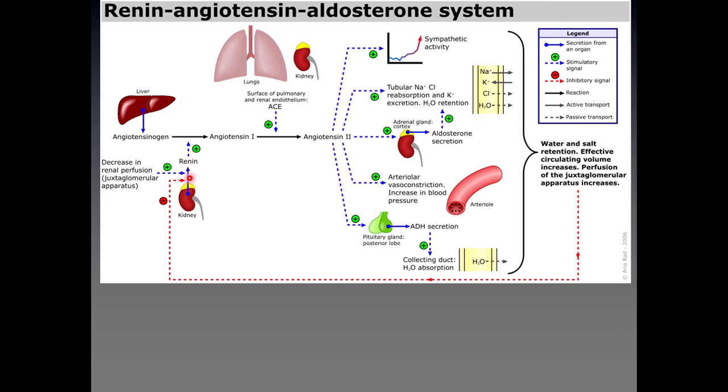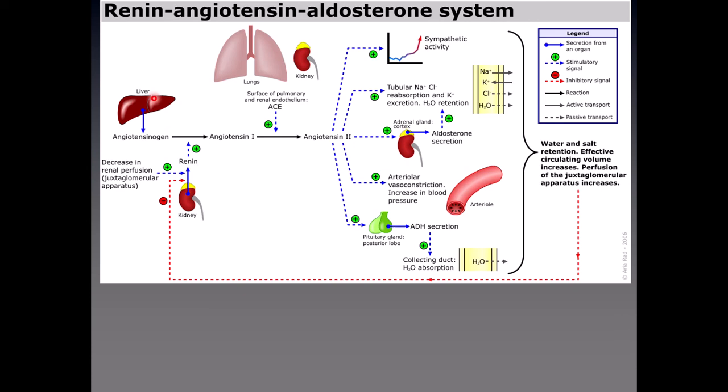So these specialized cells, called the juxtaglomerular apparatus, will release the renin. This renin is an enzyme. It will go to the circulation and will definitely need some substrate to act on.